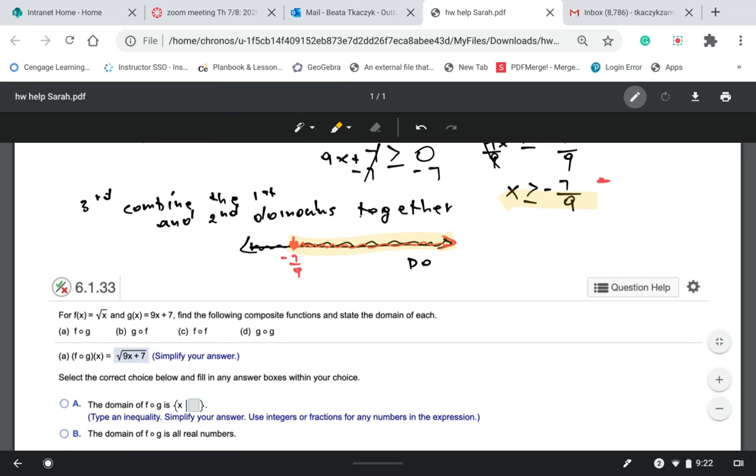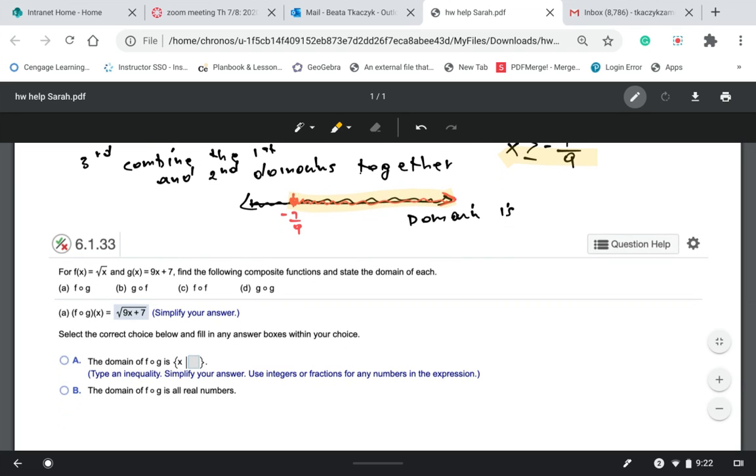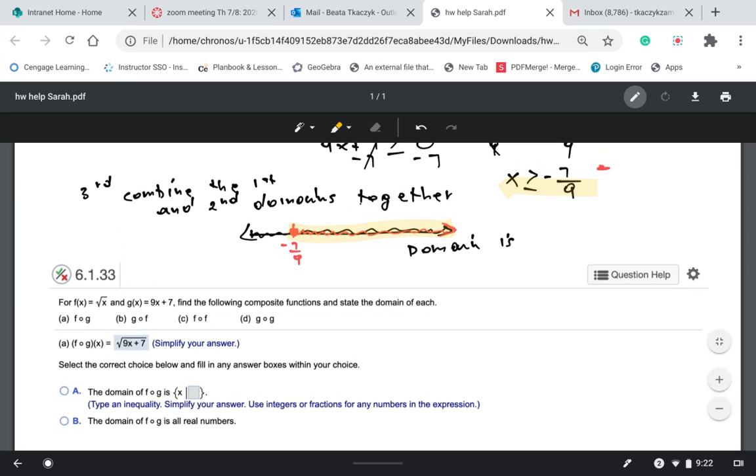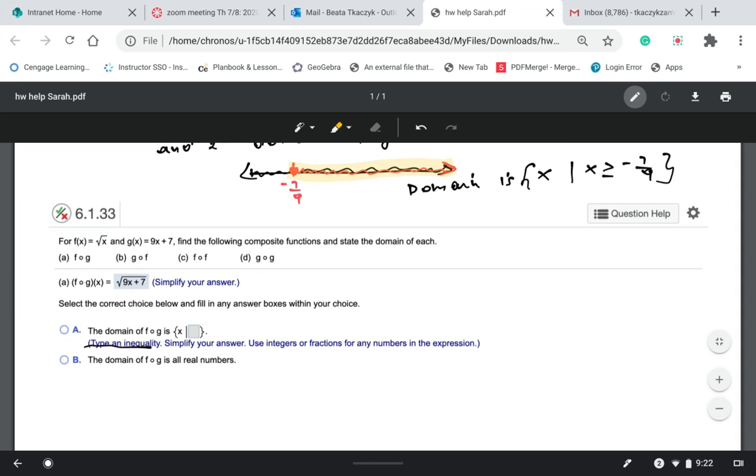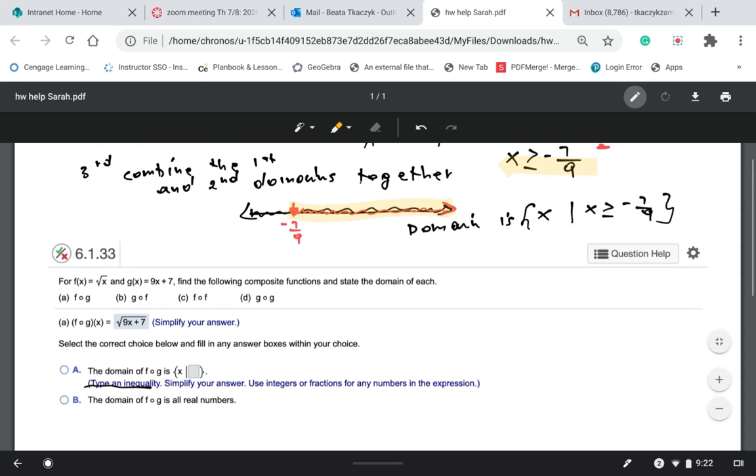So domain is, and let's see, type an inequality. They want you to type the inequality, so you're going to put it that way: all the x's such that x is greater or equal -7/9. Because in MyMathLab, for that answer, they want you to type an inequality. Okay, so that will be the answer. So that was part A.